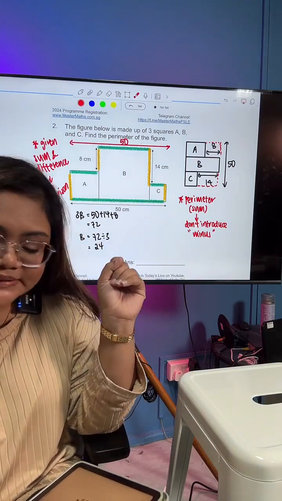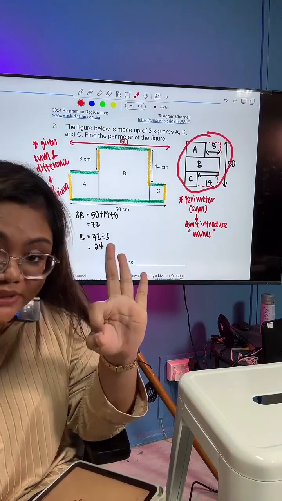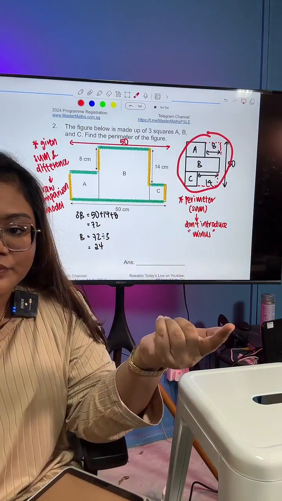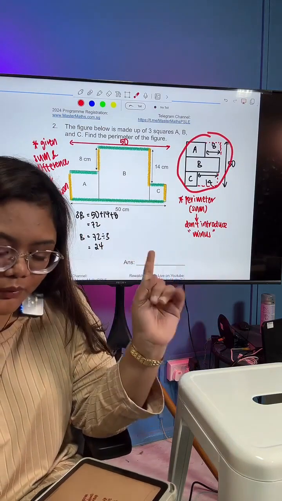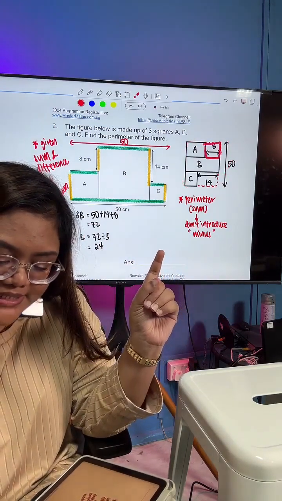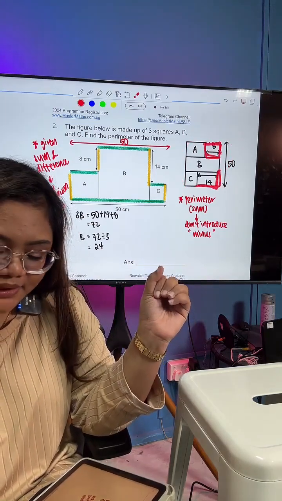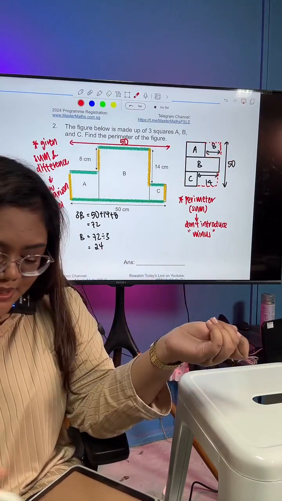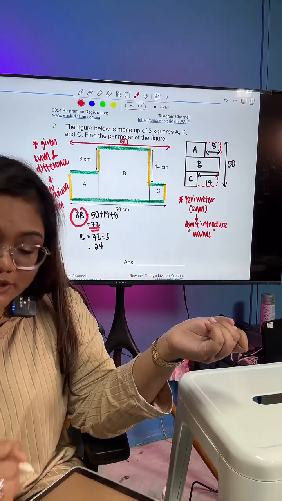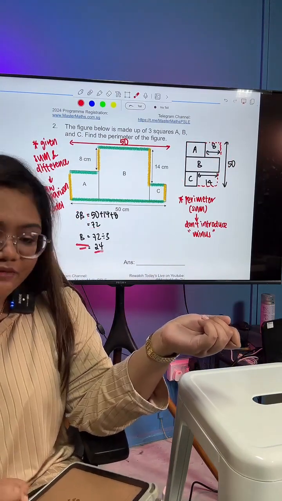Alright, one more time. This is a simple primary 3 comparison model. One more time. I add in the A's 8, I add in the C's 14. I get the length of 3 B's. So with 3B, it will be 72. One of the B will be 24. Everybody okay?